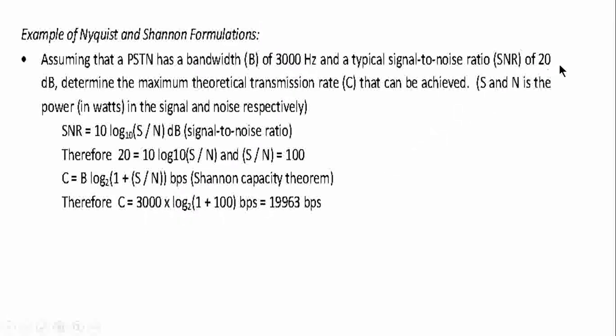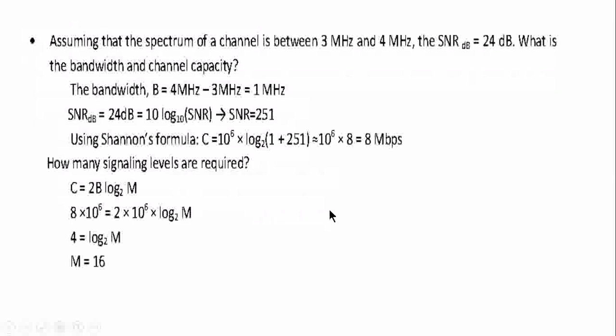And then you've got the signal to noise ratio. We are looking at this formula here, the signal to noise ratio is 10 log 10 of signal power over noise power. So you can see the signal to noise ratio is basically 20 decibels. So we can do the computations from here, and then I'm going to have 100, which I'm going to substitute here. Once you compute this with the calculator, you discover that you're going to get 19,963 bits per second.